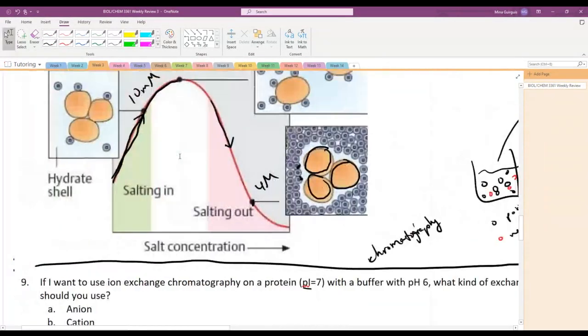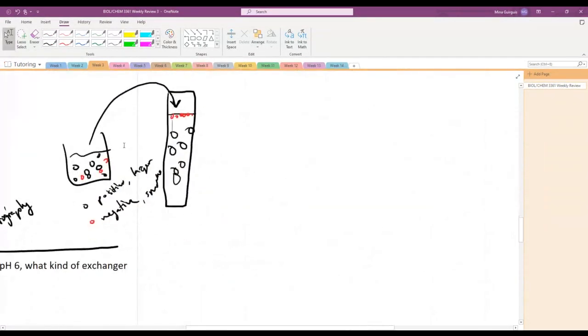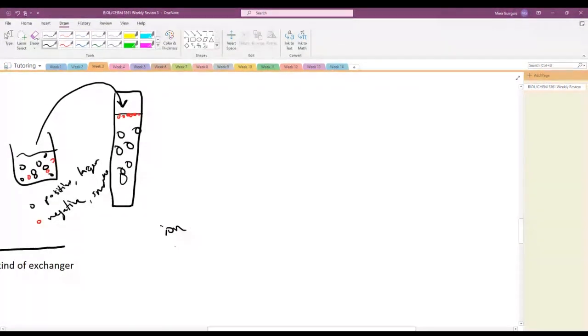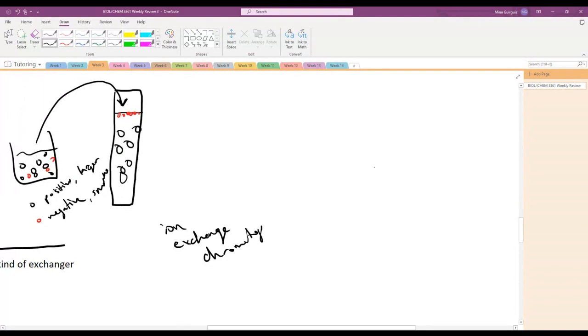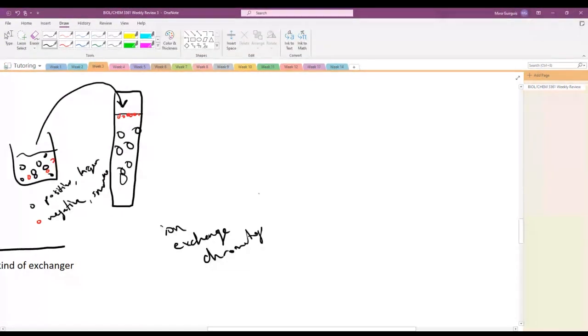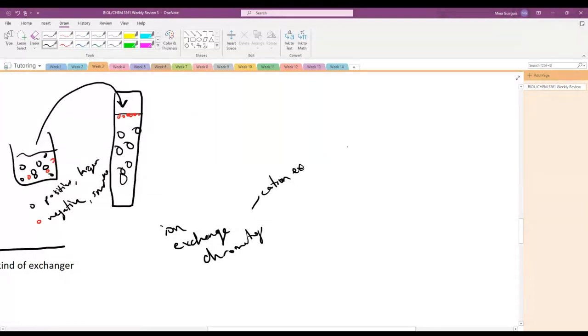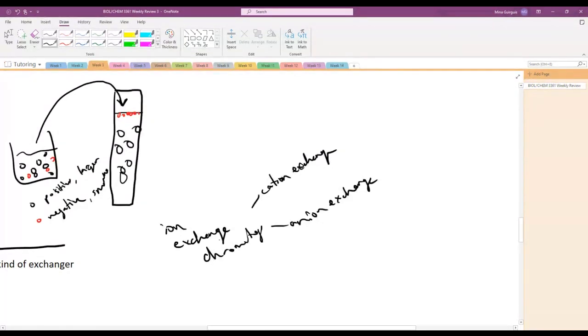So now let's talk specifically about ion exchange chromatography. Like I said, it comes in two different varieties. Chromatography, I don't want to spell it. So there's cation exchange and anion exchange, and we're going to talk about both. Well, we're going to talk about one and then flip it for the other, really. So cation exchange is the one that we're going to talk about first.